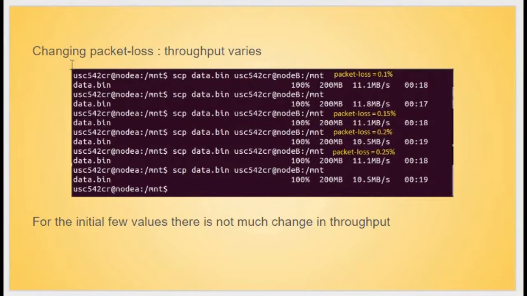The next part of the experiment asks us to try the same by changing the packet loss parameters. The packet loss parameter had to be changed from 0.1% to 5%. When this was carried out, we noticed that for the initial few parameters, when we varied it from 0.1 to 0.25, there was not much change in the throughput. It remained around 11 Mbps. As you can see, it was 11.1 and 10.5 was the variation we obtained.